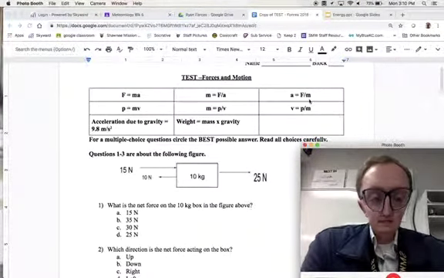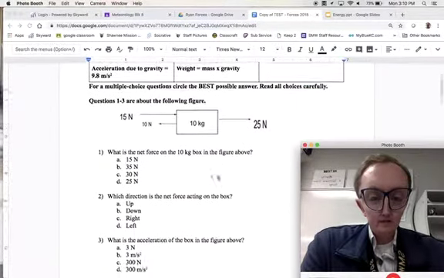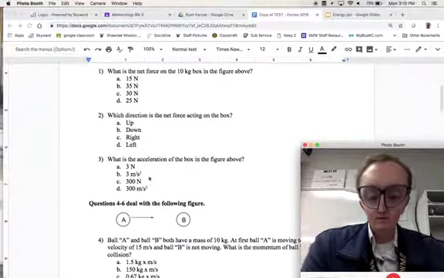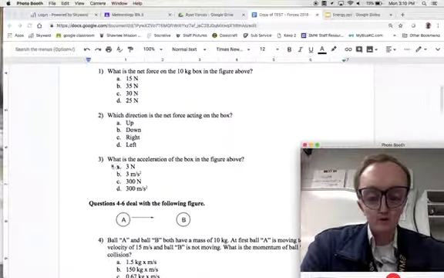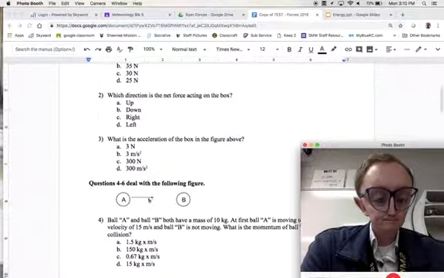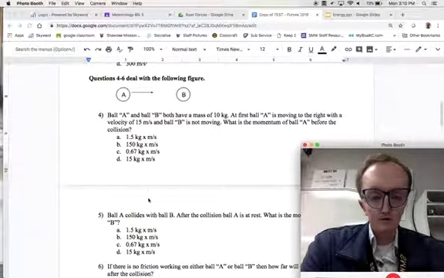The mass is 10 kilograms, so 30 divided by the 10. If you come down here, that's going to give you two options that have 3. So which one has the correct units for acceleration? This one does, meters per second squared. That's 3b.